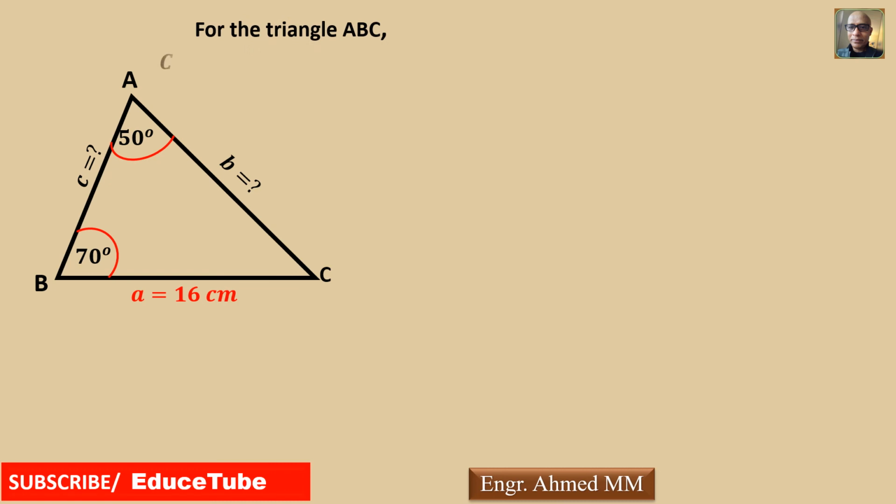The third angle is very easy to find because we know the summation of the three angles of a triangle is 180. So 180 minus the given two angles, we get 60 degrees. So angle C is 60. It is very easy to calculate. So we now know three angles.